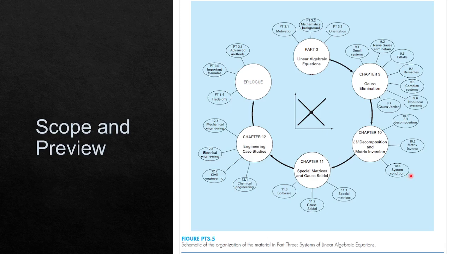Okay, so scope and preview. So we're here with the linear algebraic equations. I already talked to you about the motivation, the background, and the orientation, Gauss elimination. I will just introduce to you what it is, but I will not show you how to operate it, because it's part of the analytical method for finding multiple roots and multiple equations. Also with the LU decomposition and matrix inversion, same with the special matrices and the Gauss-Seidel.